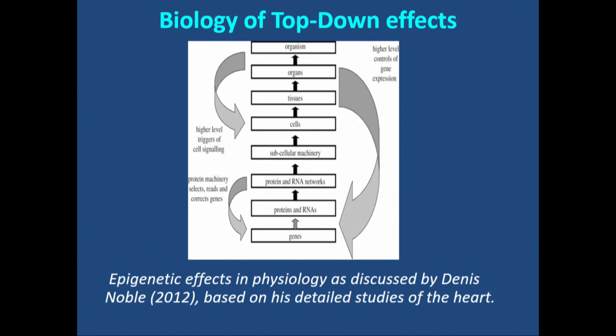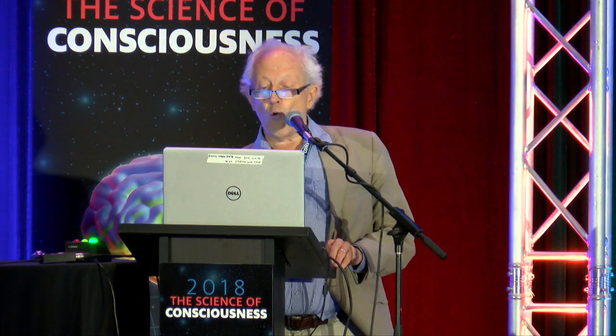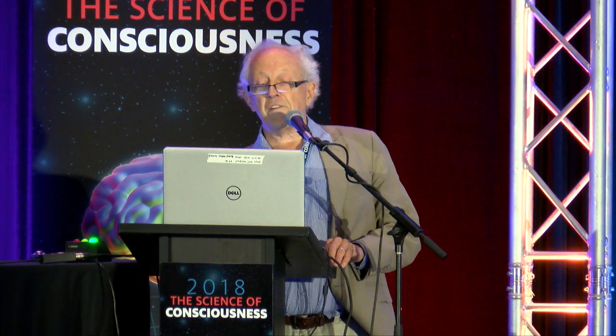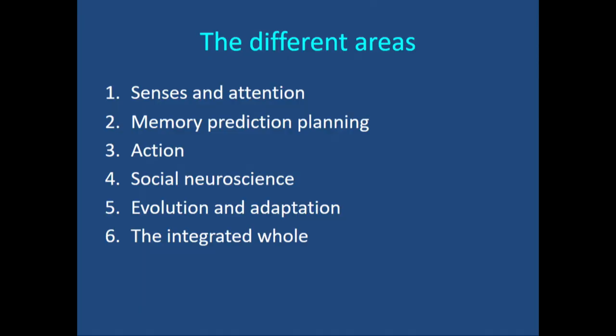From the tissues and the organs, signals go down and change the mechanisms which read the genes, the gene regulatory networks, and the protein and RNA networks have a machinery which selects, reads, and connect genes. So there are these three crucial downward arrows in all biological functioning, as Dennis Noble has written at great length in some wonderful books.